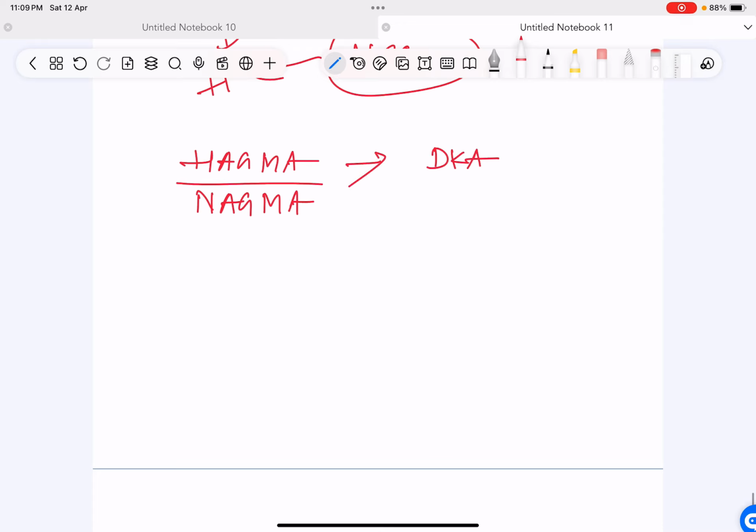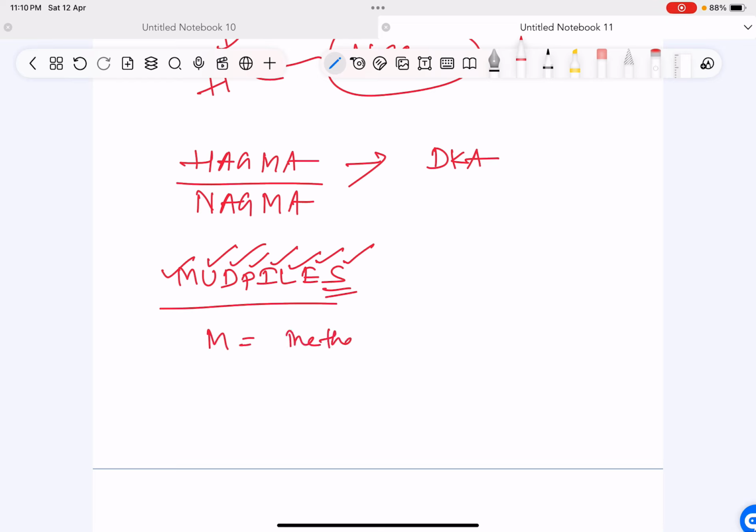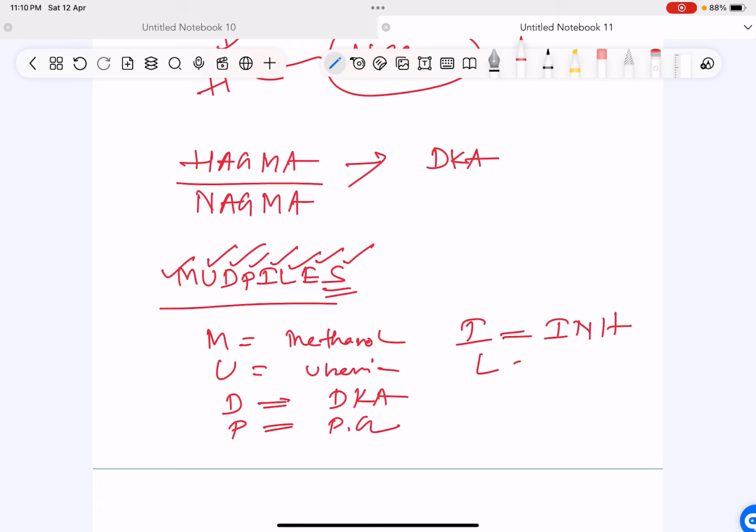HAGMA has several causes. I think you already know a mnemonic for it, MUDPILES. These are the causes of high anion gap metabolic acidosis: M is methanol, U is uremia that develops in CKD, D for DKA, P for propylene glycol, I for INH, isoniazid, L for lactic acid, E for ethylene glycol, and S for salicylates, that is aspirin overdose.